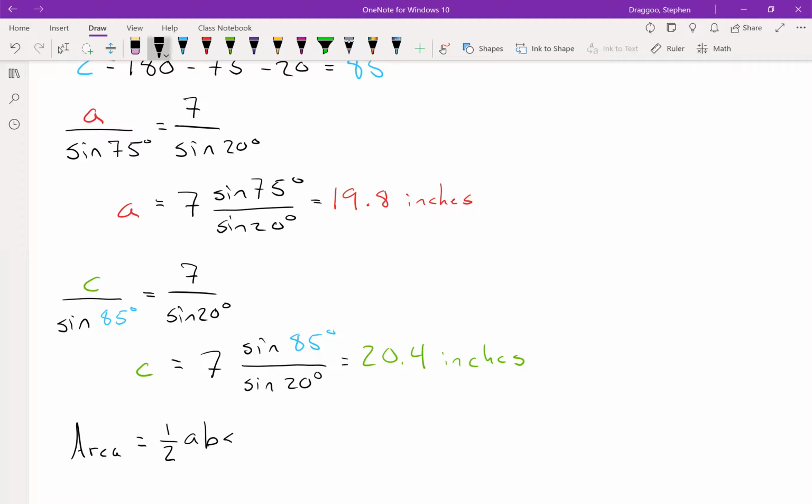So I'll use 1/2 AB sine C, which is 1/2 of 19.8 times 7 times the sine of 85 degrees. That is equal to 68.9 square inches.